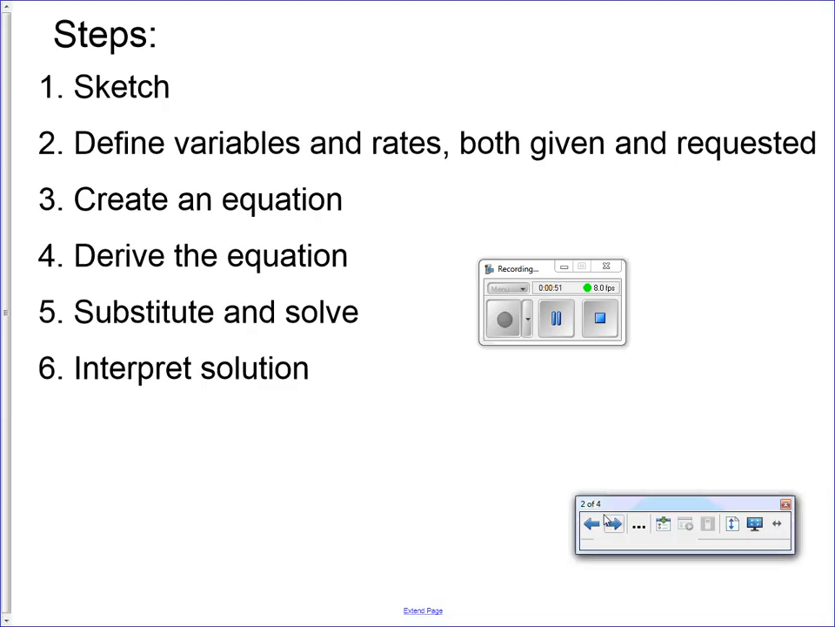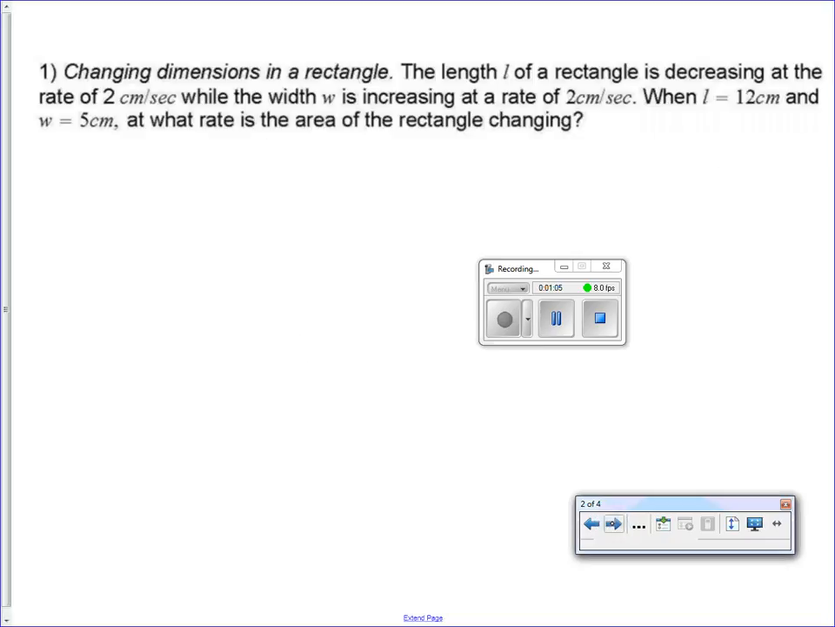Then we're able to substitute and solve. And lastly, we need to go back and make sure we've actually answered the question and interpreted the solution. Because these are word problems, they're going to require answers in complete sentences. So we're going to do 2 examples together. Here's the first example.